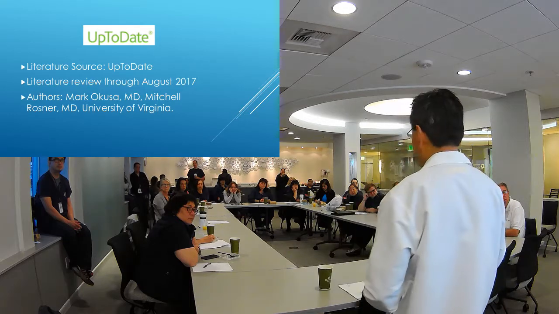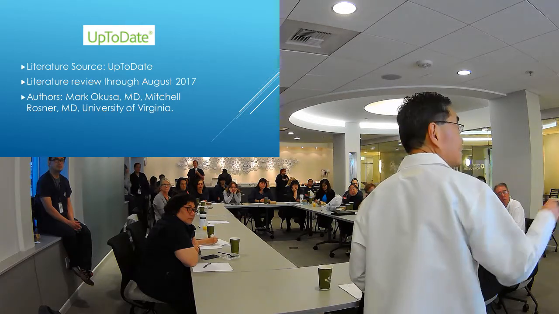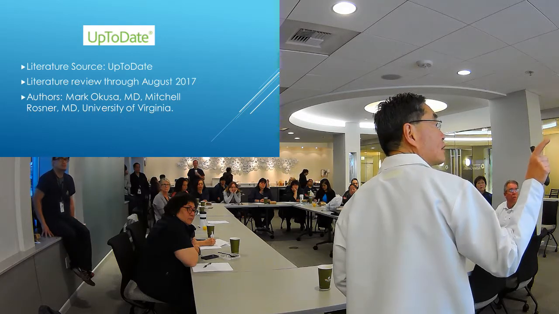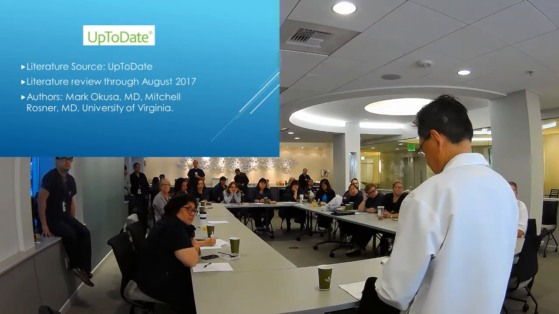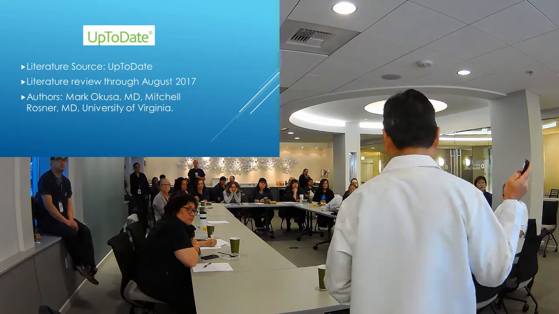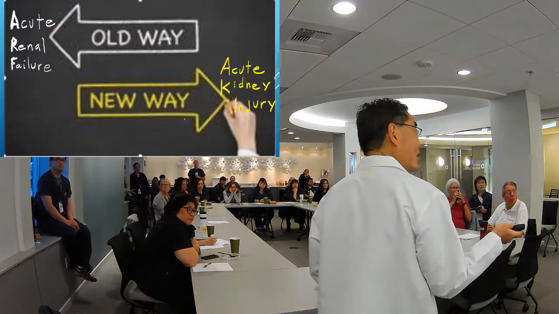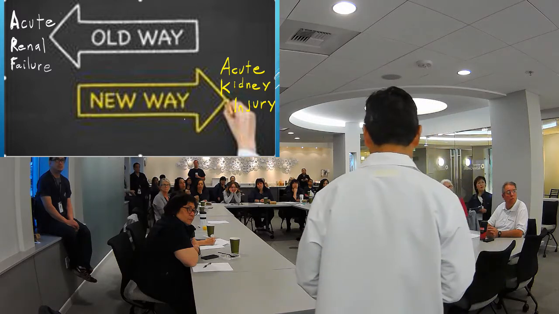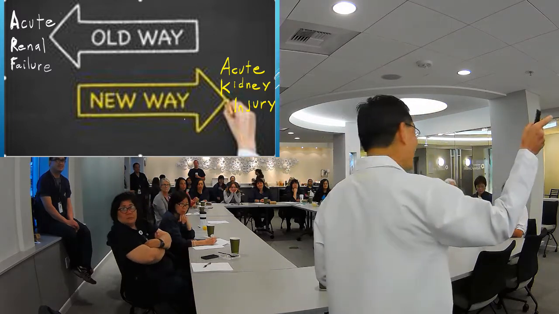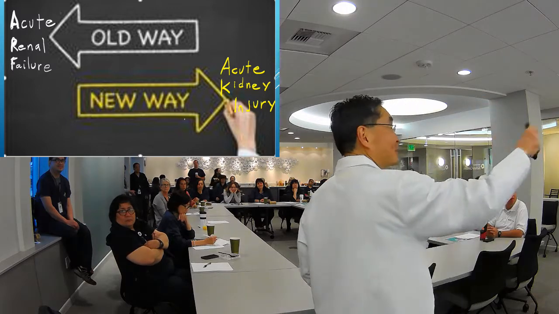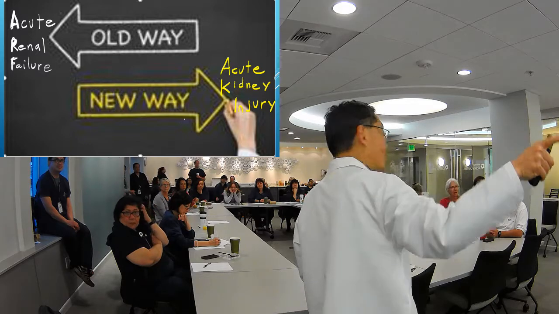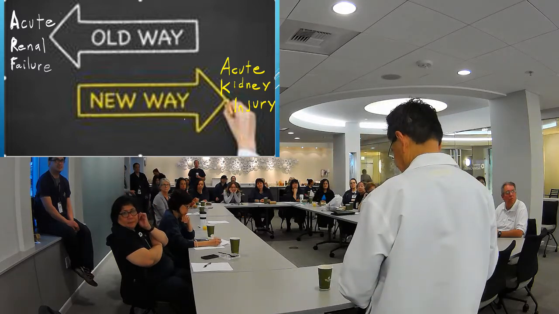The authors of this section of UpToDate on acute kidney injury are Dr. Marco Cusa, Dr. Mitchell Rosner from the University of Virginia. So first part about the terminology. This is where I got to use the Microsoft snipping tool to take a sign that says the old way, and then I wrote in acute renal failure, and then the new way is called acute kidney injury.